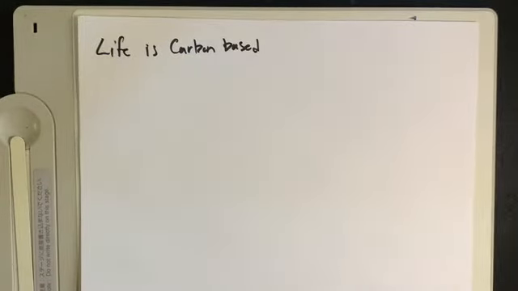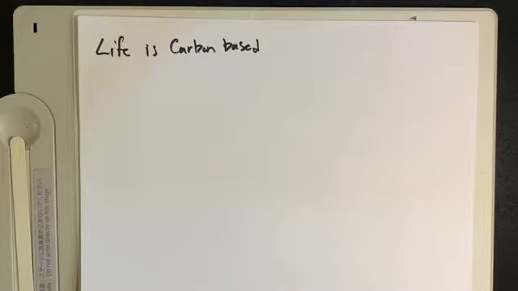So what does that mean? Life is carbon-based. It means most of the organic molecules, so when we talk about organic molecules, we're talking about molecules that are needed for life. Pretty much the majority of all of them, like 99%, have carbon in them. They use carbon kind of as a backbone.